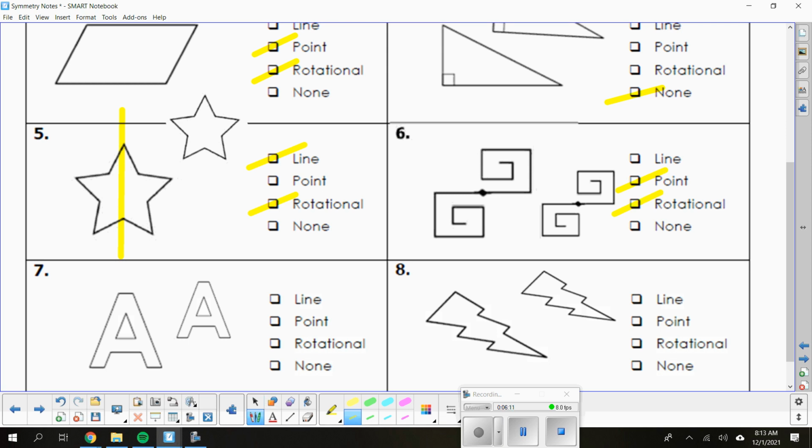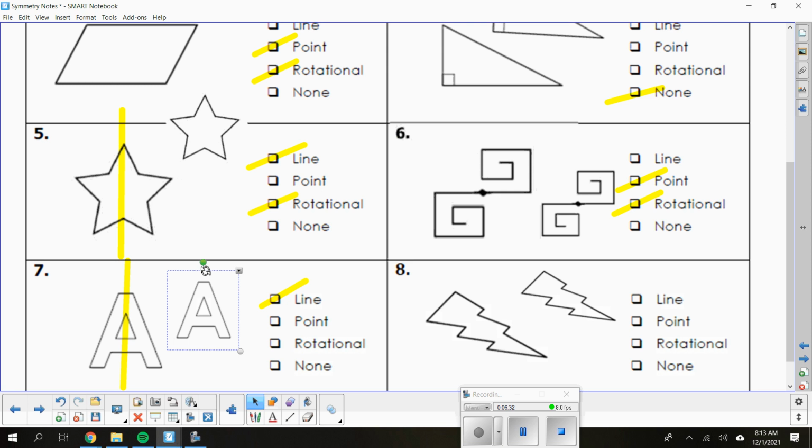The letter A, I could draw a vertical line, and that would fold onto itself. So line. And I can rotate it 180, it doesn't look like itself. And if I rotate it at any point, nope, not until I get back to the beginning. So this one only has line symmetry.